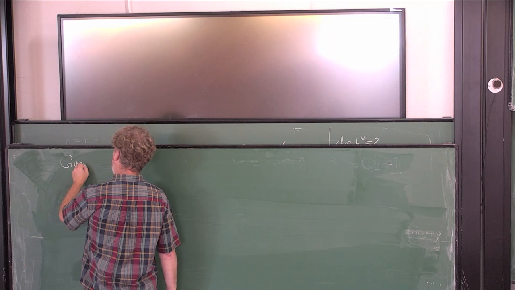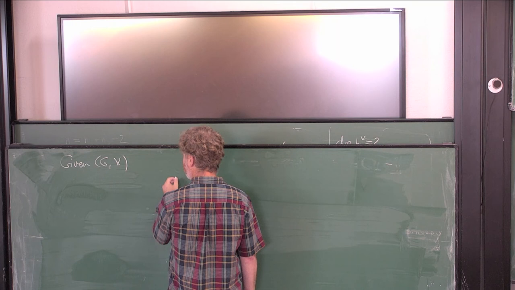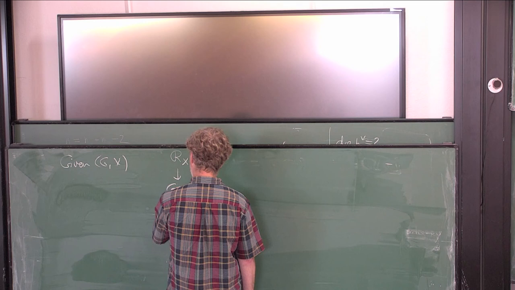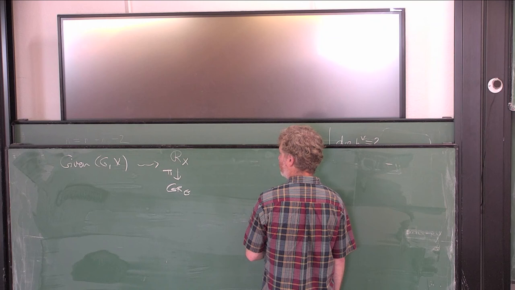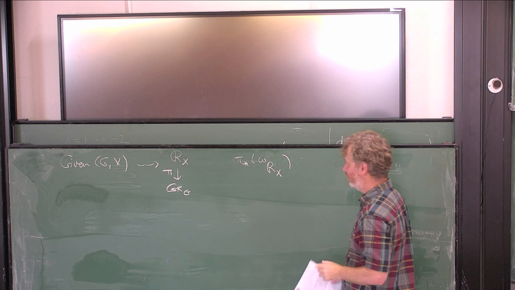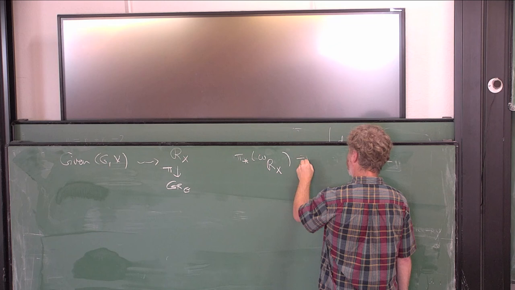So now, given G and X, where X is a smooth variety with G action, I want to define some space R of X which lives over the affine Grassmannian with a map pi. I want to associate some space to this, and it will have the property that if I take the direct image of the dualizing sheaf of the space, and if X is smooth there won't be a problem defining the dualizing sheaf, this will be a ring object in this derived Satake category.